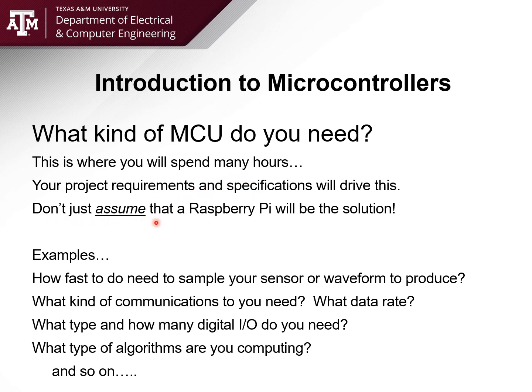So again, I usually have this in here for my senior design students. Don't just assume that a Raspberry Pi will be the solution. The reason why is a lot of them just assume that and buy one immediately because they're $40 and they're pretty easy to get. They're easy to program. The problem is that there are limitations to what you're trying to do with a Raspberry Pi. You have to look at special things.